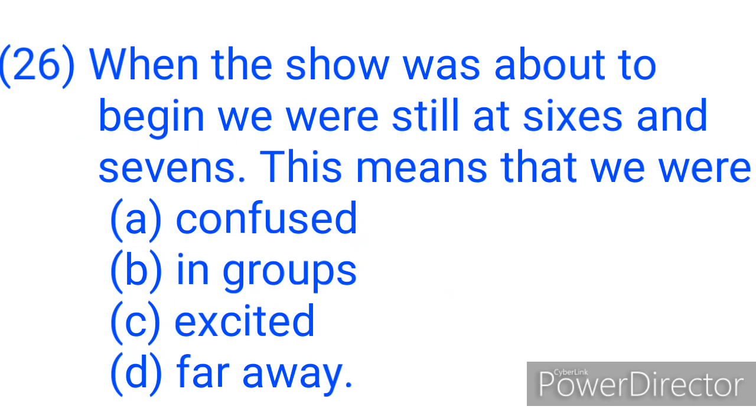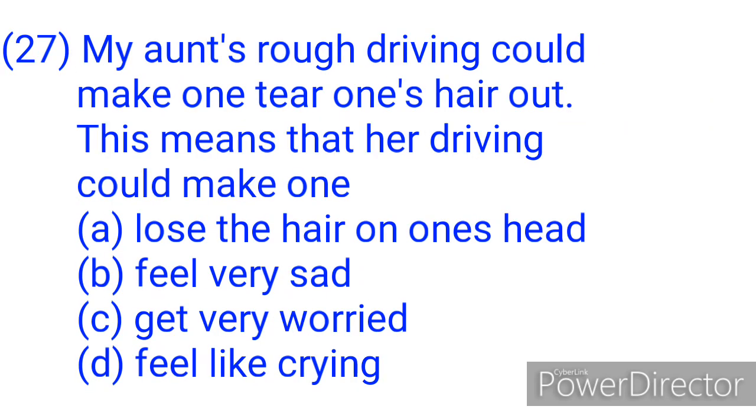Question 26. When the show was about to begin, we were still at sixes and sevens. This means that we were, option A, confused, B, in groups, C, excited, and D, far away. To be at sixes and sevens is an idiom used to describe a state of confusion or disarray or uncertainty. Now let's look for the option that has the correct answer. Option A, confused. This is the correct answer. Like I said, to be at sixes and sevens is an idiom used to describe a state of confusion or disarray or uncertainty. So the sentence is simply saying that when the show was about to begin, we were still confused.